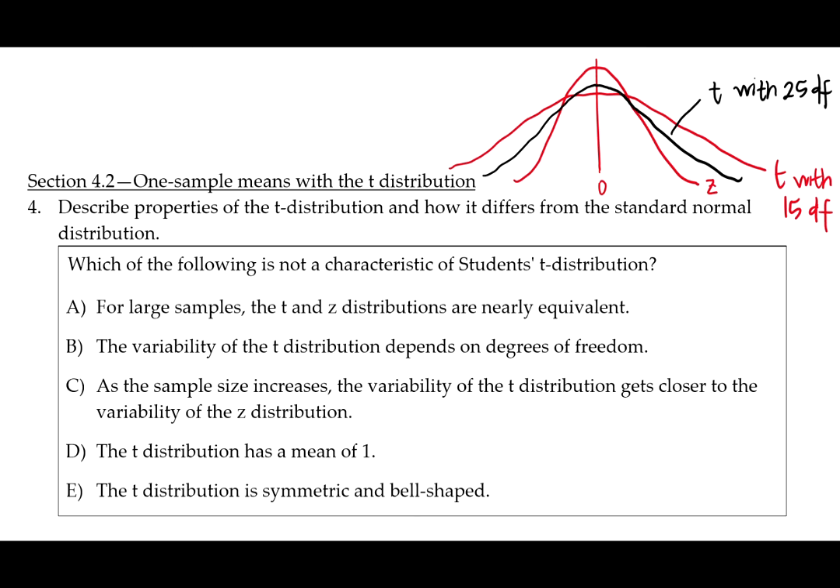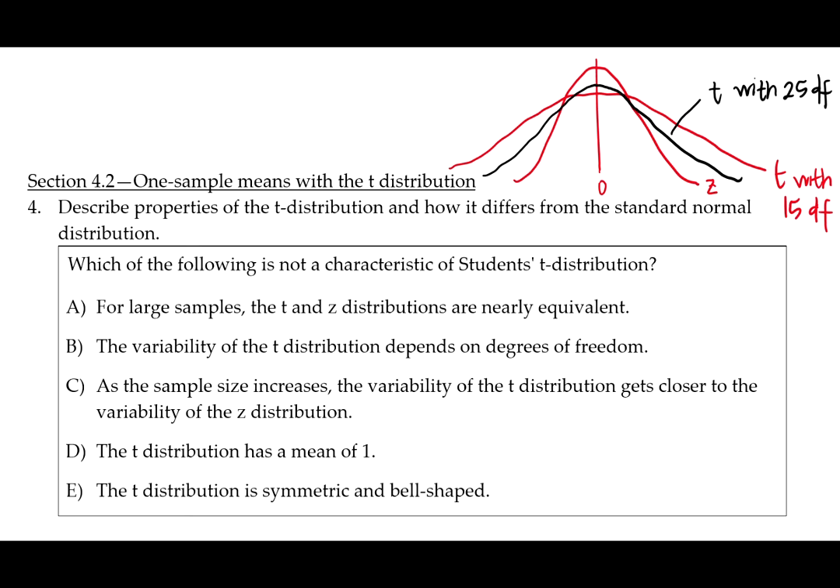The degrees of freedom are related to the sample size. They're equal to the sample size minus 1. So which of the following is not a characteristic of Student's t-distribution? A, for large samples, the t and z distributions are nearly equivalent. Well, that's a true statement because as the degrees of freedom increase, which means the sample size increases, the t gets closer and closer to the z.